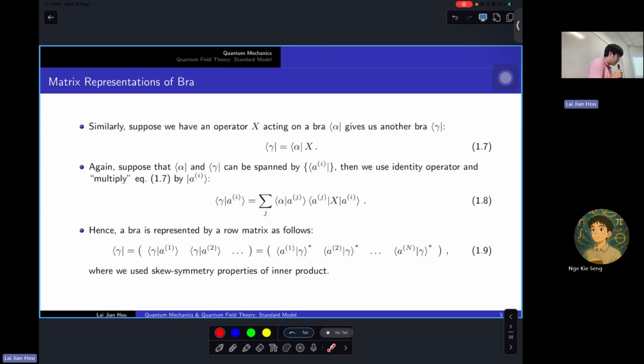But when we represent it as row matrices, usually we write it in another way, using the skew symmetry property of the inner product, interchanging gamma A1 to become A1 gamma. We have this property of the inner product, so we interchange all the entries to represent the bra in matrix form.